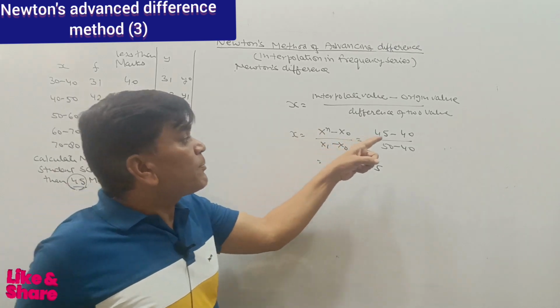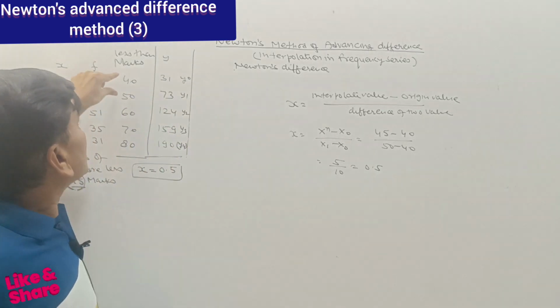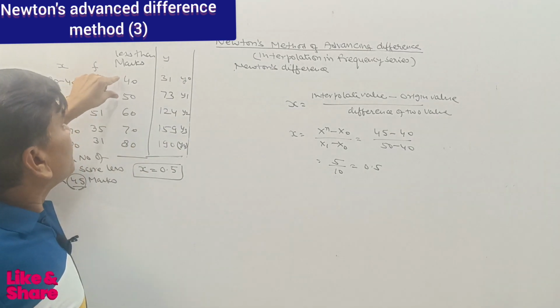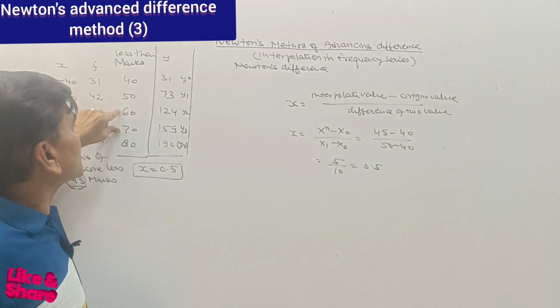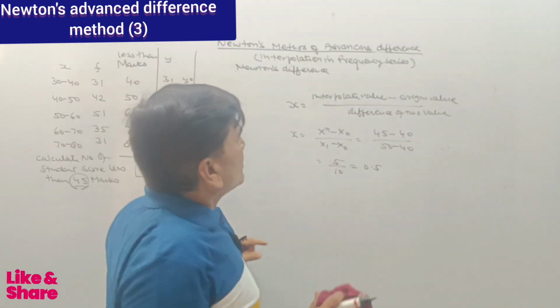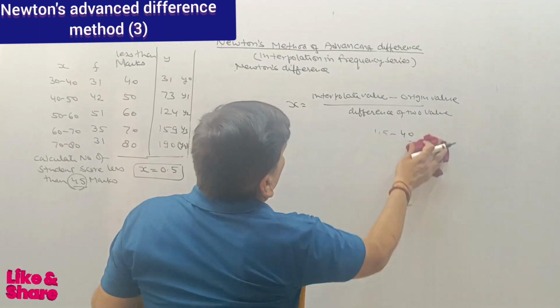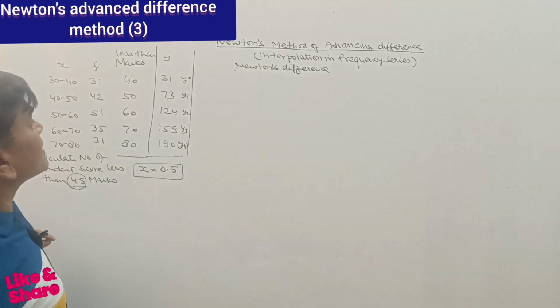So 45 minus the origin 40, divided by the difference. 50 minus 40 is 10, 60 minus 50 is also 10, 70 minus 60 is also 10, so any of the differences we can use. So this is the 0.5 we have calculated. Now come to the point: first we will get Newton's differences.